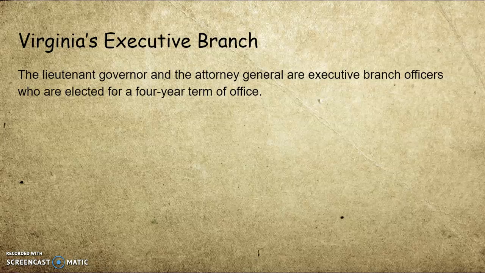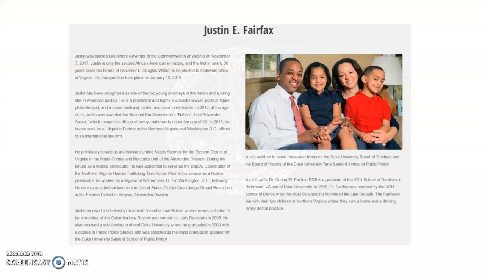Continue with the executive branch. The lieutenant governor and the attorney general are executive branch officers who are elected for a 4-year term of office. Our lieutenant governor is Justin Fairfax. He is the second African American in history and the first in nearly 30 years, since the tenure of Governor Wilder, to be elected to statewide office in Virginia.